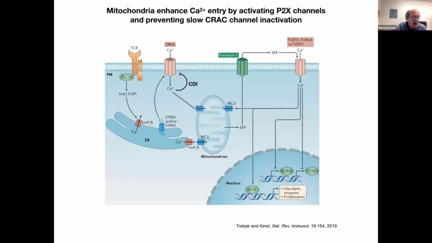Now, mitochondria also play a complex role in modulating calcium entry, apparently through several mechanisms. As I mentioned before, they move to the synapse along with the ER and the microtubule organizing center. And the first thing they do is suppress a slow calcium-dependent inactivation of the CRAC channel that turns off the channel, by taking up calcium through the mitochondrial uniporter and reducing buildup of calcium around the channel.